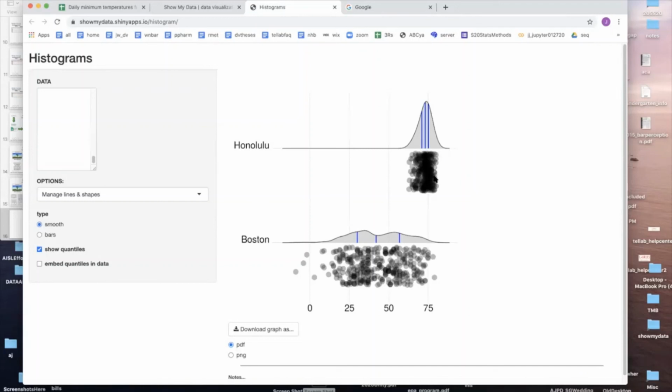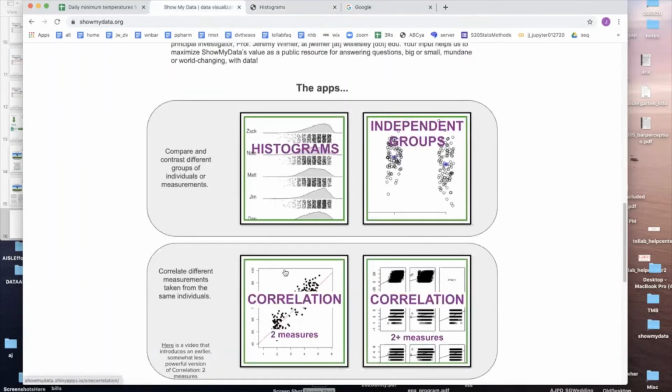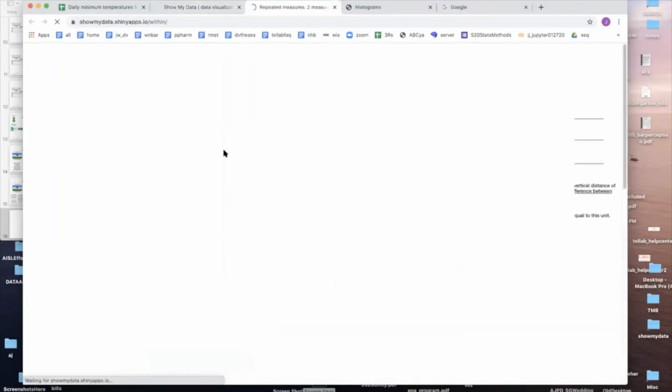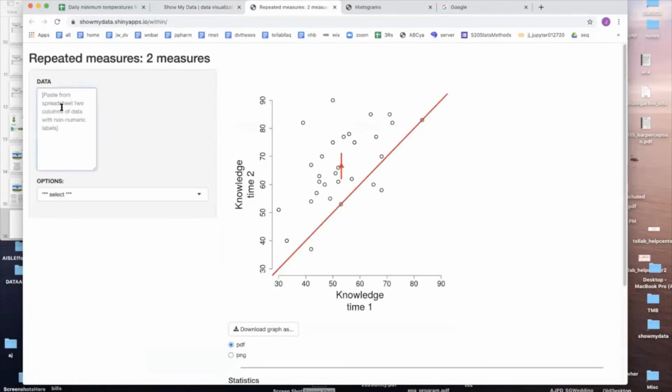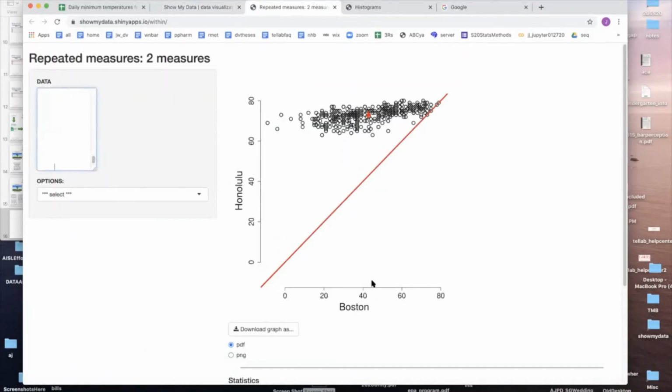So sometimes we'll talk about, are there any days in Boston? Does Boston ever get warmer than Honolulu? So we can answer that question by going to our repeated measures app over here and pasting in our data. So we have Boston temperatures over here. We have Honolulu temperatures over here. Each dot is a day. And this line here is the line that shows all of the same temperatures in both places, 0, 0, 20, 20, 40, 40. And we can see that there actually are no days where Boston is ever warmer than Honolulu.